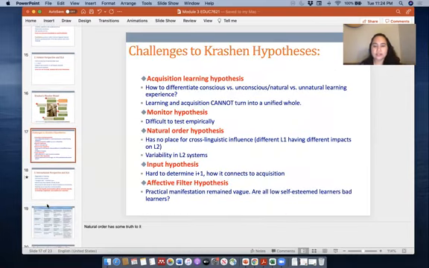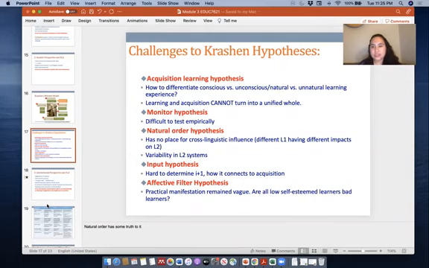So here are some challenges to the Krashen hypotheses. From the acquisition-learning hypothesis: how do you differentiate conscious from unconscious, natural, and who gets to determine what counts as conscious versus unconscious? The monitor hypothesis is difficult to test empirically, especially the overuser, underuser, balanced user notion. Here we have the natural order hypothesis, and under this hypothesis there's no place for how different languages influence each other as you're picking up new forms. So if I know English and I'm learning Spanish, how does my knowledge of English influence the way I'm learning and practicing Spanish?